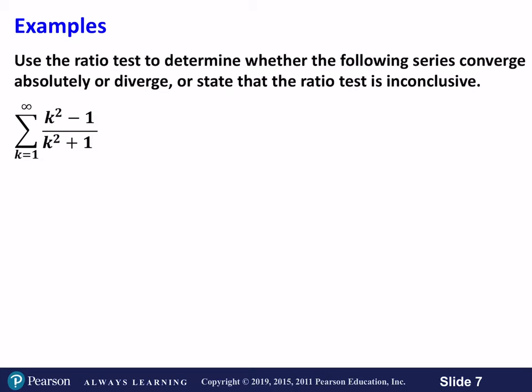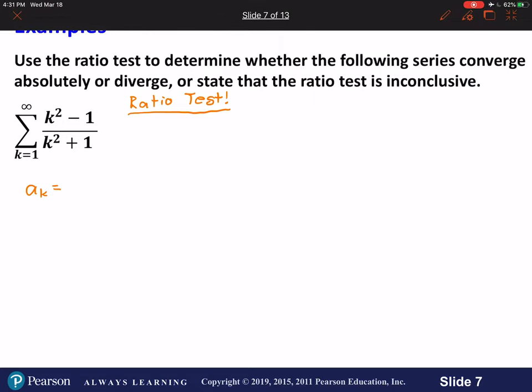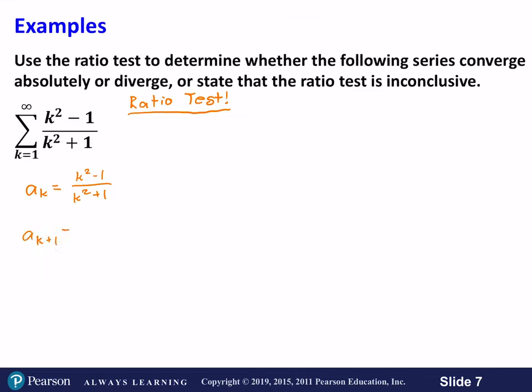All right. So if we wanted to use the ratio test, let's give it a shot. We define a_k to be (k^2 - 1) over (k^2 + 1). And a_{k+1}, so every spot we see a k, we replace with k+1. So we get ((k+1)^2 - 1) divided by ((k+1)^2 + 1).